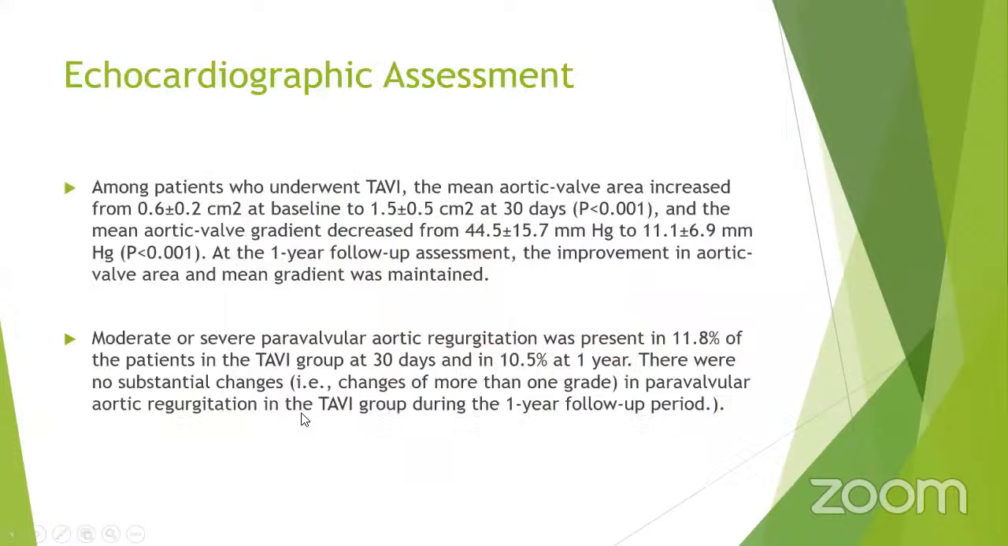Echo assessment found that mean aortic valve area increased from 0.6 ± 0.2 cm² at baseline to 1.5 ± 0.5 cm² at 30 days, which was quite significant. The gradient decreased from 44.5 ± 15.7 mmHg to 11.1 ± 6 mmHg. And at 1 year, this reduction in gradient and the increase in the valve area was maintained.